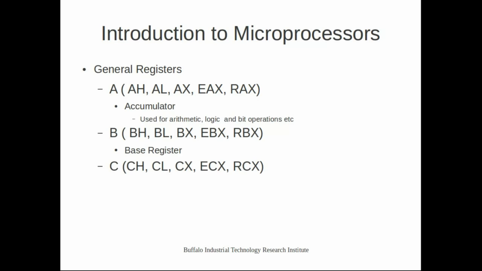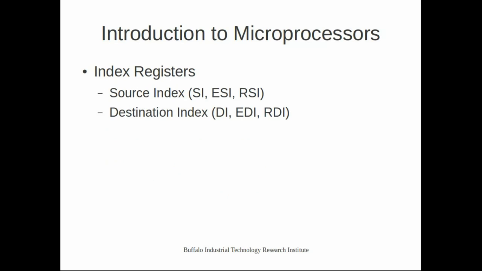Register C was historically used as a counter in loop operations, and register D was used as a data register. There are a set of index registers which can be used in combination with base registers to access larger memory. The source index and destination index registers were available in the processors.